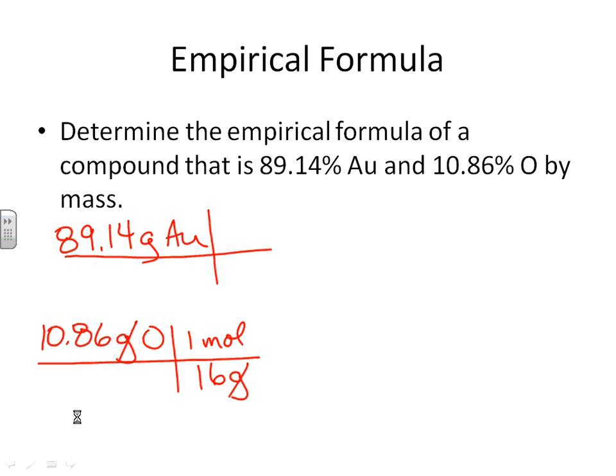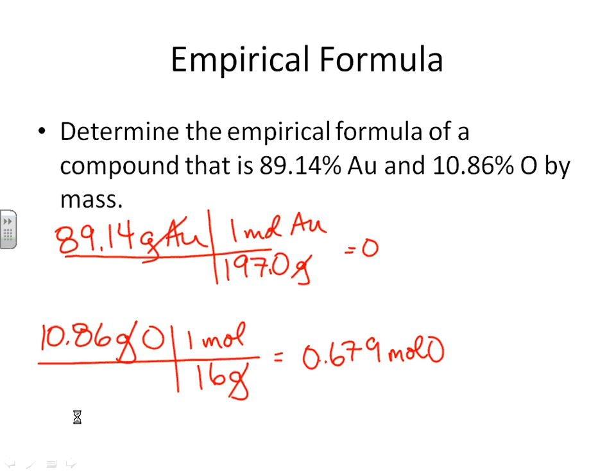Gold, look up gold, that is 197.0 grams for 1 mole of gold. Grams cancels. So we're getting moles of each because empirical formula is the lowest molar ratio. So we go through this, we get 0.679 moles of oxygen and 0.452 moles of gold. This right there is your ratio, 0.452 to 0.679.